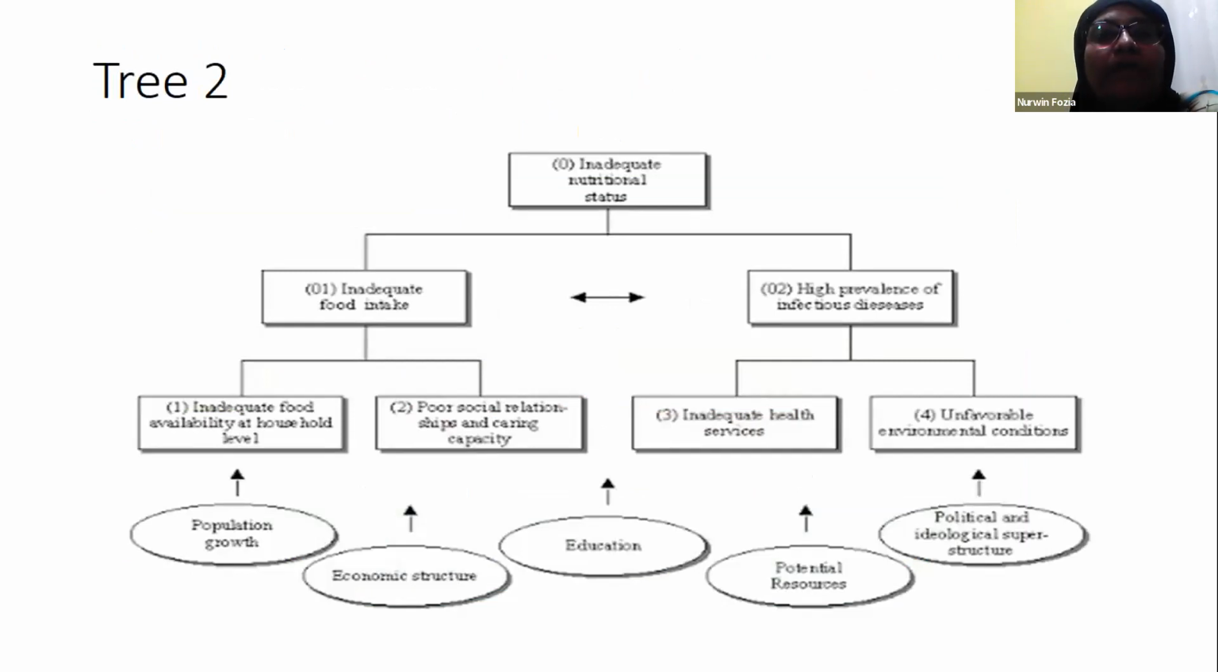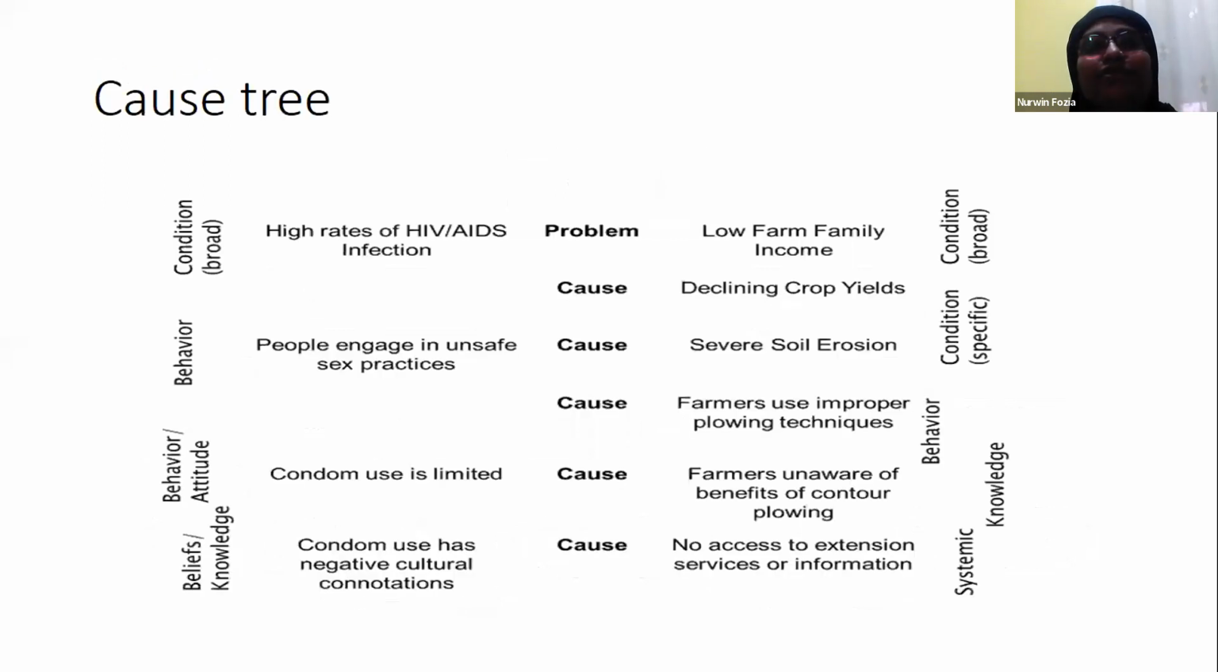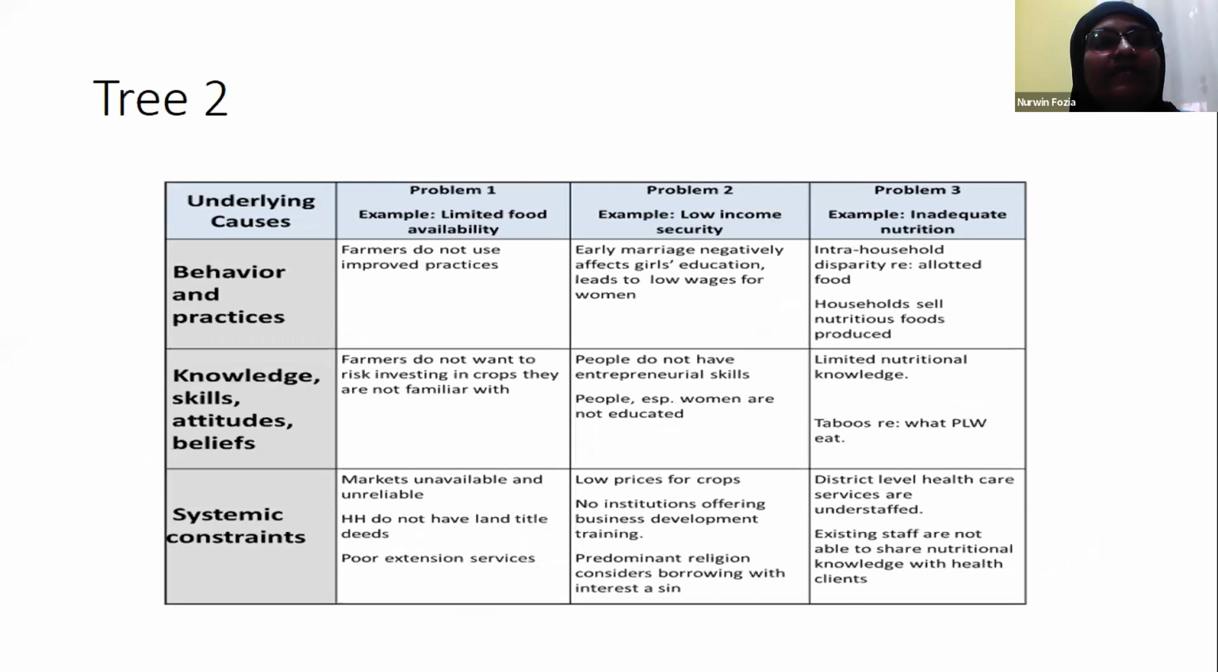The big problem, inadequate nutritional status. What is the cause? Inadequate food intake and high prevalence rate of infectious diseases. If inadequate food intake, we are looking at household level. So you can see that there are a number of activities that can actually cause those particular areas, and that is what causes the problem tree. So I'm not going to go into detail there so much.